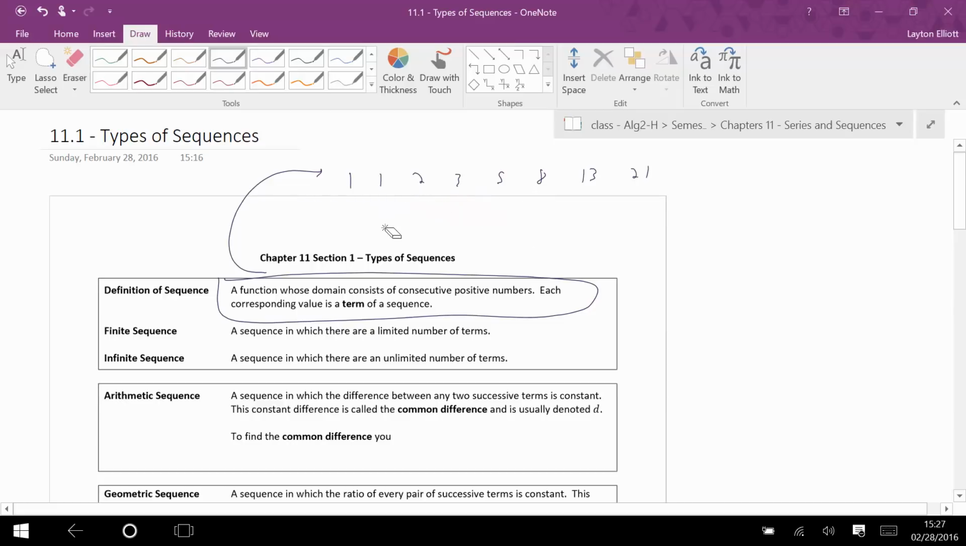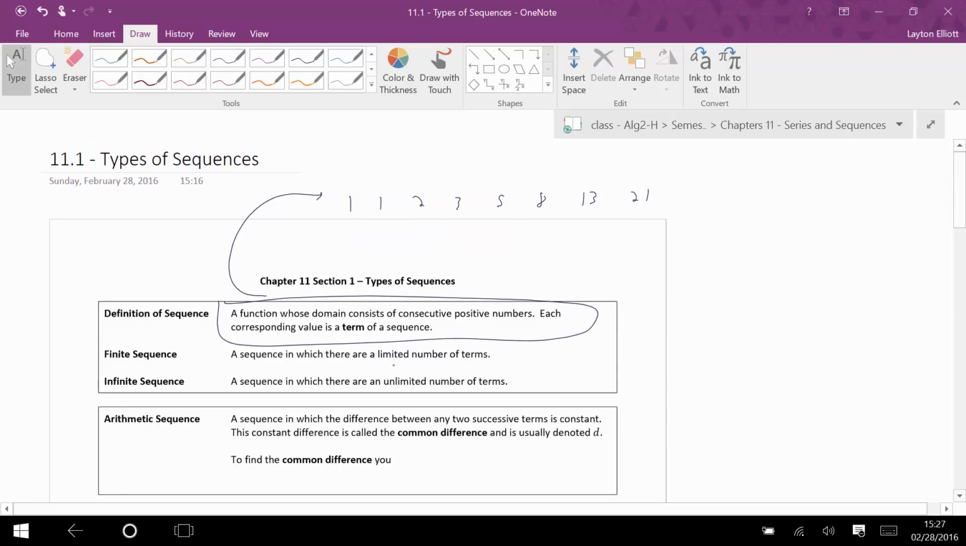Now, when it says a sequence is a function where the domain consists of consecutive positive numbers, what I think about this is that the x's are the position 1, 2, 3, 4, 5, 6, 7, 8, and my f of x's are the number. So we think about this in terms of x and f of x, or in terms of x and y, my x is where it is, and my y is what it is. And that's what I want to think about it.